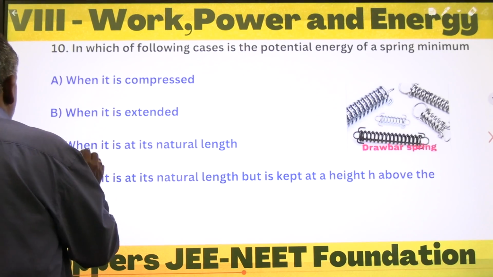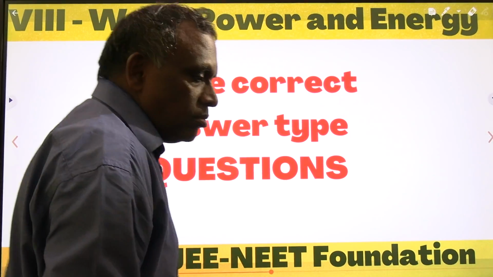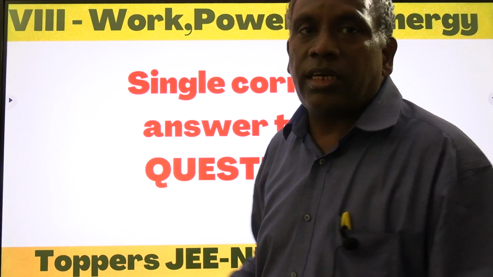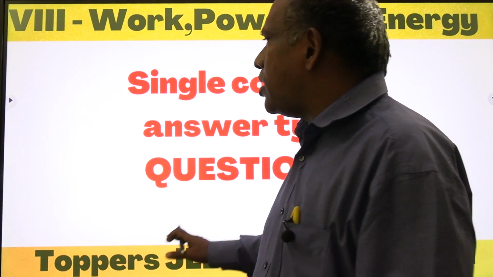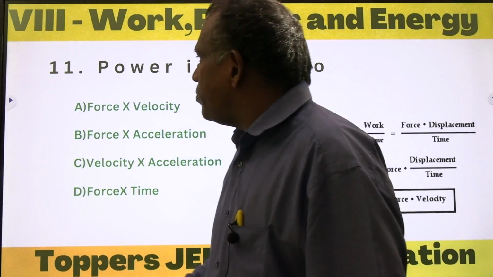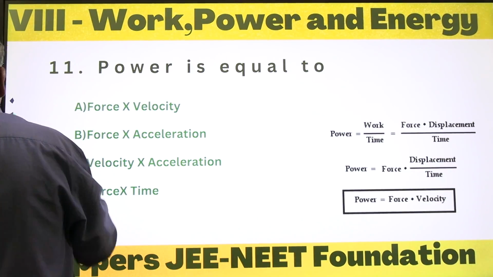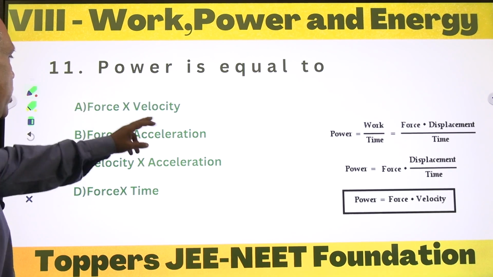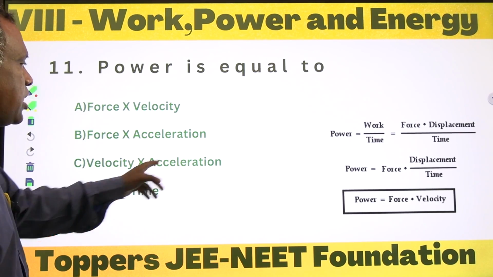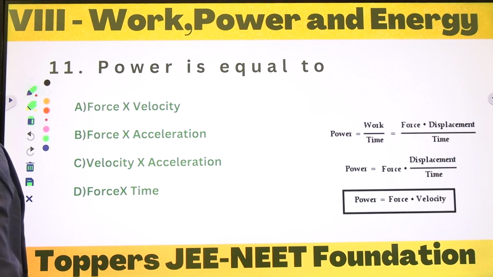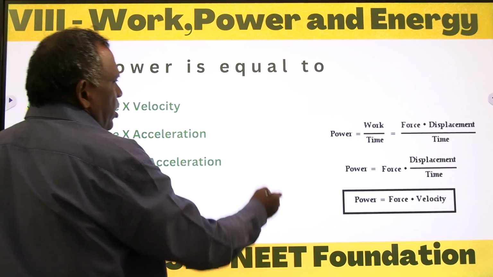So next question. Up to 10 there are the conceptual understanding questions, but from the 11th onwards we have single correct answer type questions in work, power and energy. So the first question: the power is equal to dash: force into velocity, force into acceleration, velocity into acceleration, force into time. Which is the correct answer? Power is equal to work by time.